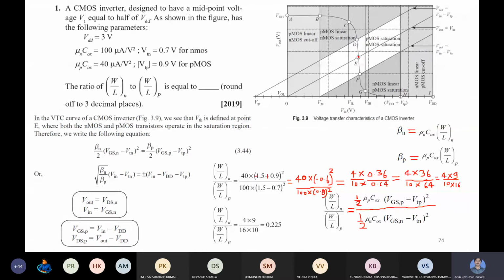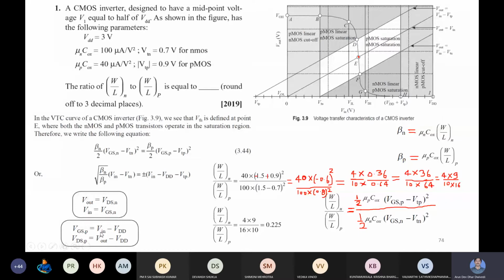So in that case, a few parameters are given. VDD is given. If it is coming in between, it means the input voltage at this point, point E, will be VDD by 2, meaning 3 by 2, which is 1.5. So at this 1.5, what will be the input voltage to the NMOS and PMOS can be decided here. For NMOS, the input voltage is just equal to VGSN, so VGSN is exactly equal to V in. But for PMOS, VGSP is V in minus VDD. V in is 1.5 and VDD is 3, so it becomes minus 1.5.